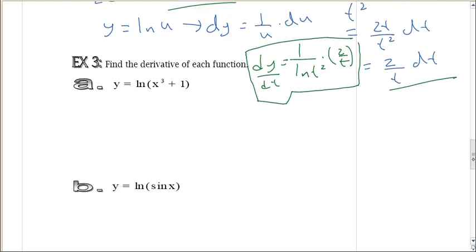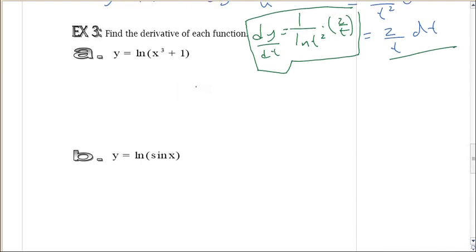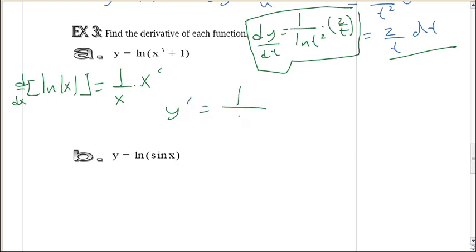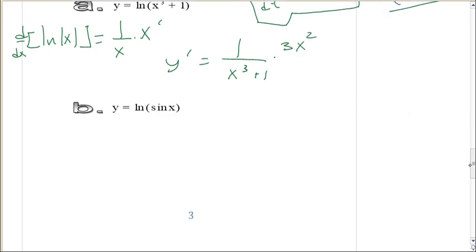Alright, let's jump to another example. Okay, on this one I'm just going to use the formula. Remember, the formula says this: ln of x, if I'm taking the derivative, and x can be a monomial, a binomial, it doesn't really matter. It's 1 over x times the first derivative. So on this one I get y prime is equal to 1 over x cubed plus 1 times 3x squared. Alright, pretty easy using that formula.